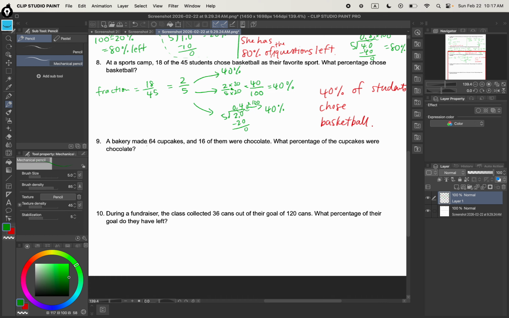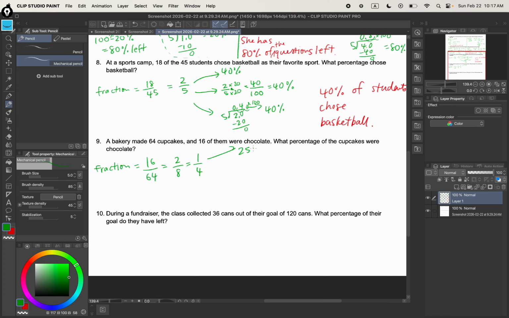A bakery made 64 cupcakes, 16 of them were chocolate. What percentage of the cupcakes were chocolate? Okay, another easy one. I just need to find the percentage of cupcakes that were chocolate. So I need the fraction of cupcakes that were chocolate. It's going to be 16 over 64, okay? Simplify, they're both in my 8 times tables. I get 2 over 8. I can simplify that again. I get 1 over 4.